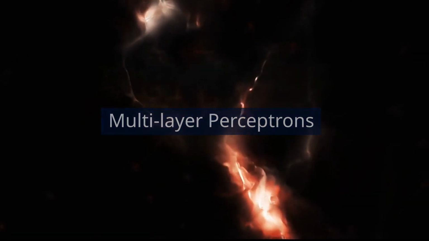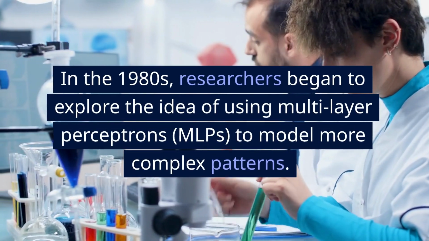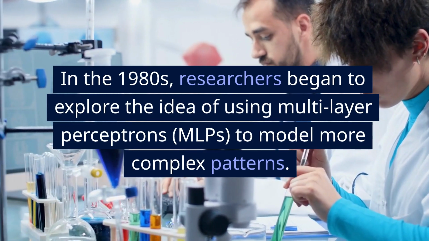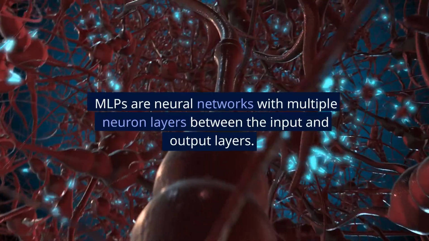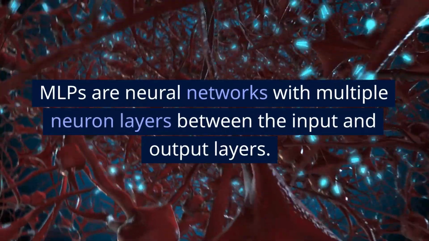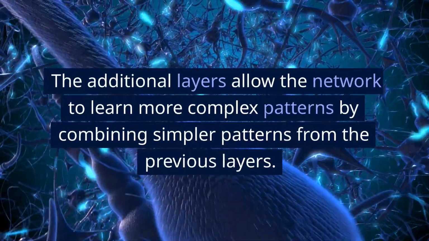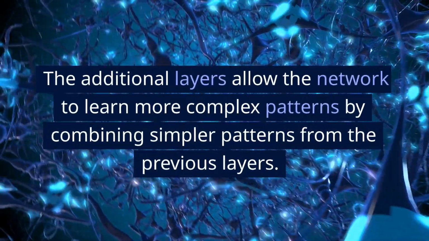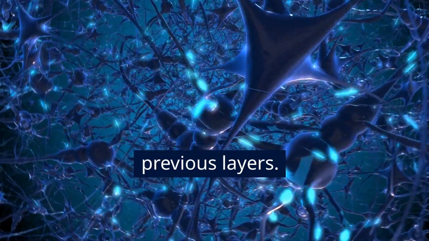Multi-layer perceptrons. In the 1980s, researchers began to explore the idea of using multi-layer perceptrons, MLPs, to model more complex patterns. MLPs are neural networks with multiple neuron layers between the input and output layers. The additional layers allow the network to learn more complex patterns by combining simpler patterns from the previous layers.